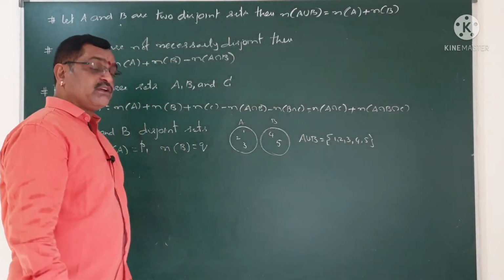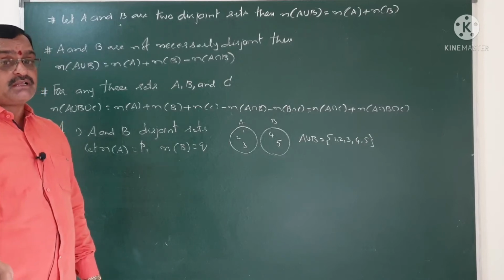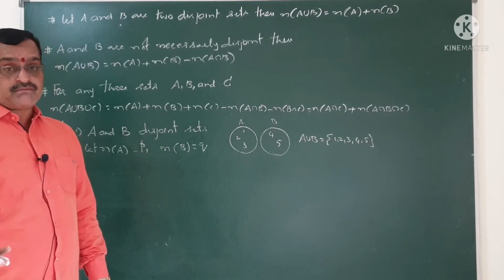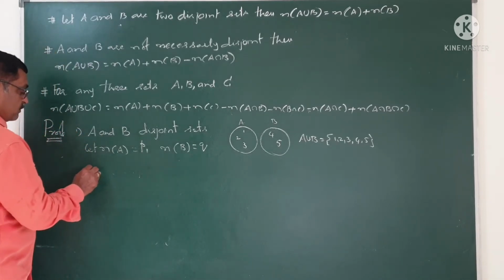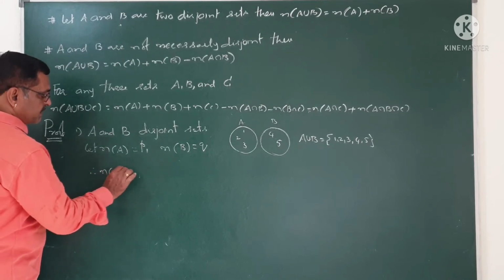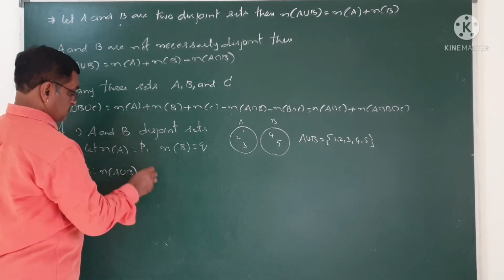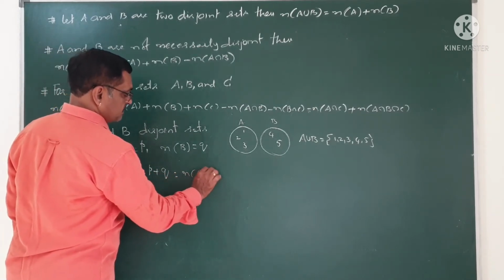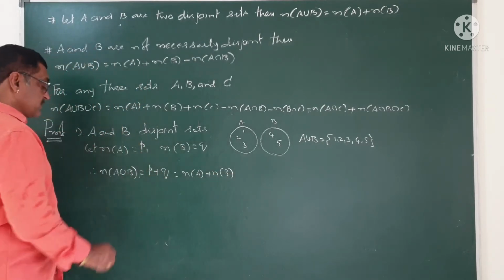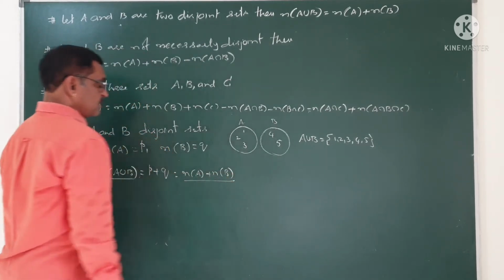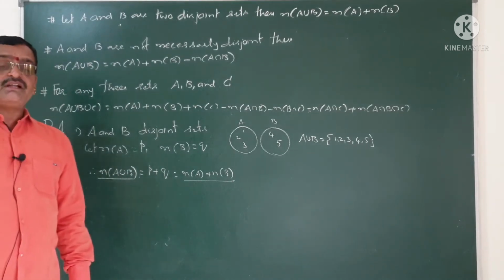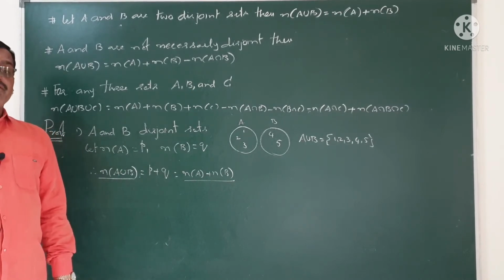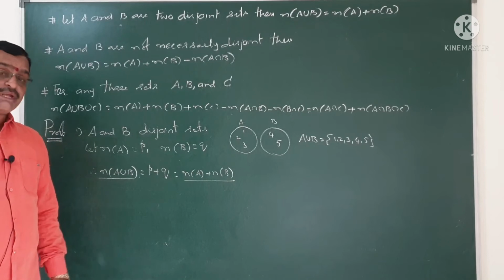So, how many elements are there in A union B? 5 elements are there. 5 is nothing but the sum of the number of elements of A and the number of elements of B. So, very simple, therefore n of A union B is nothing but P plus Q, which are simply n of A plus n of B. Please remember this result. If A and B are disjoint sets, then the number of elements in A union B is equal to the sum of the number of elements in A and the number of elements in B.